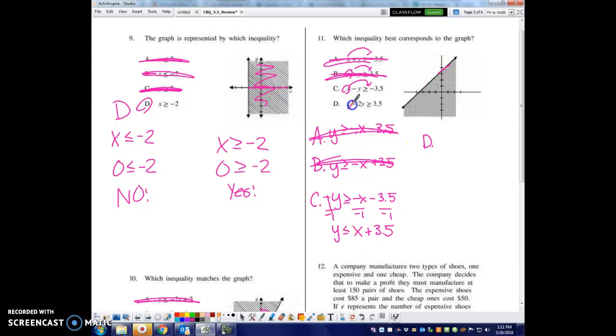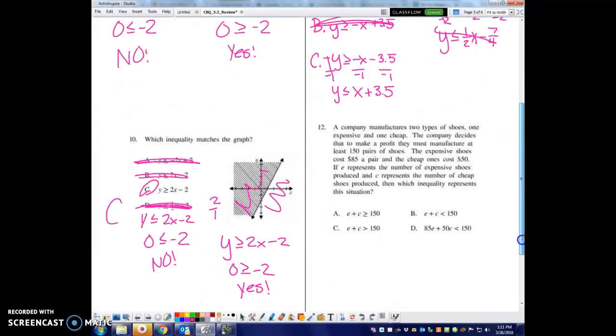So D, we move that x over. We have a -2y greater than or equal to -x plus 3.5. Divide by -2. Y, remember the sign flips. Negative, negative, so it's a positive 1 over 2. 3.5 divided by -2 is a -7 over 4. Well, the y-intercept isn't a negative, so D is out. The answer is C.